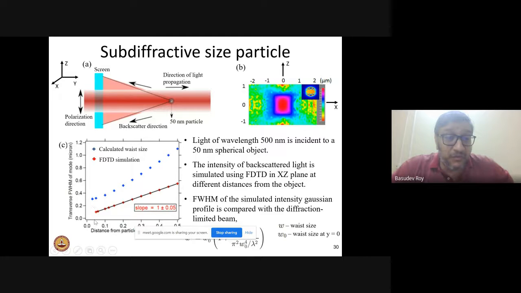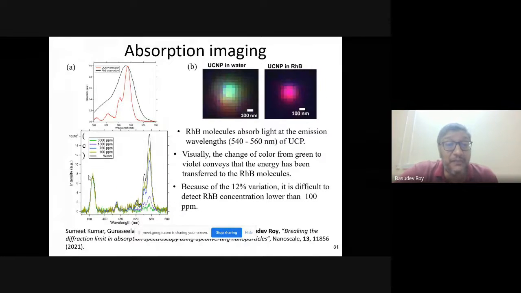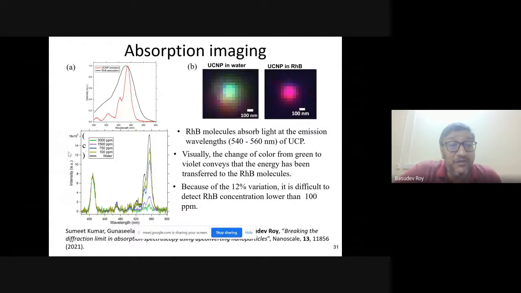And the mode volume is also much larger than this. So we use this, and we find that indeed, we can measure about 100 ppm concentration of a dye, rhodamine B, in water using this thing. And of course, it is actually not limited by the rhodamine B concentration. It's actually limited by another thing.